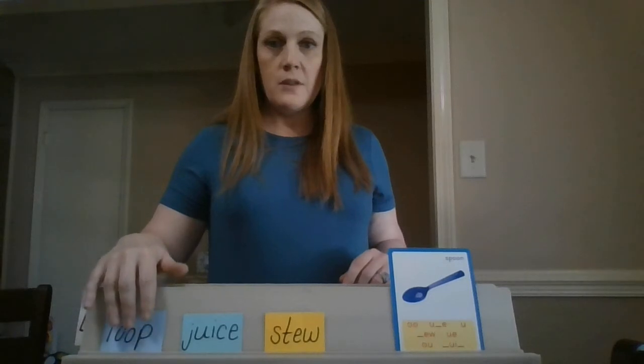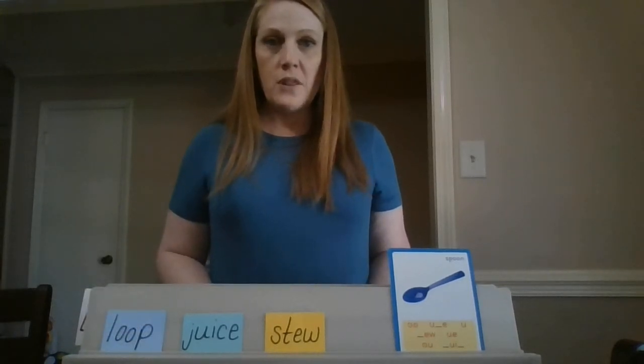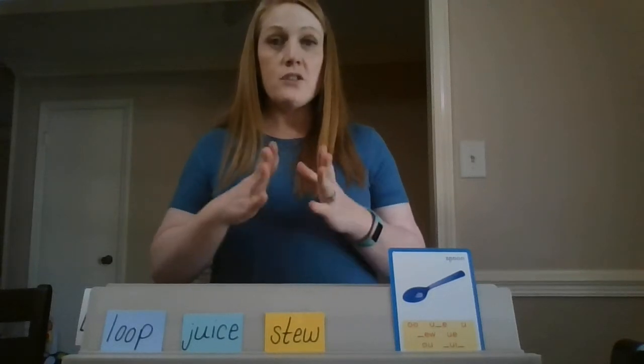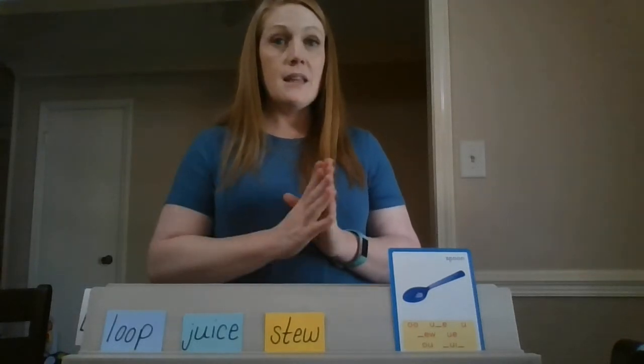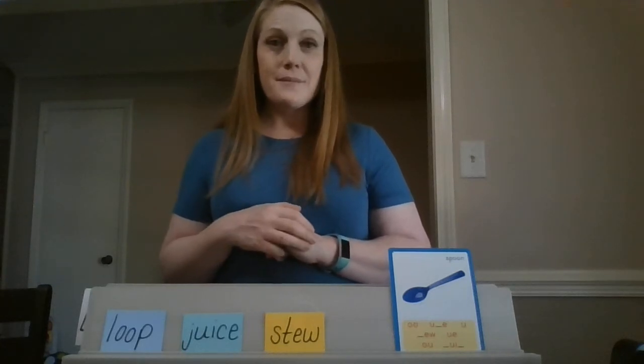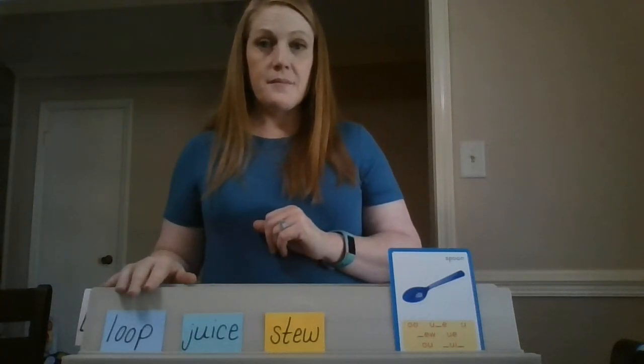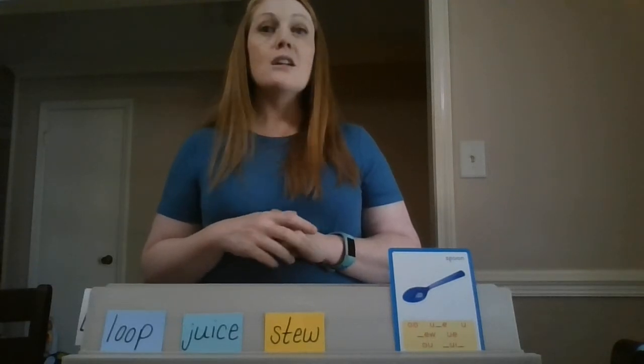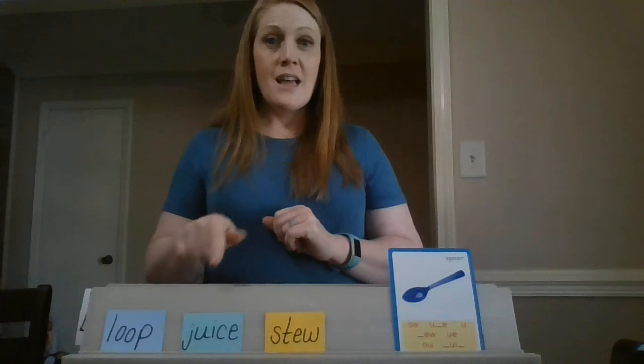You should be able to look at the different oo spellings and put them together to make words now. So look at this first one. Think about the letters, the sounds they make, blend them, read them. And I'm going to ask you what the word is. What's the word? Loop. Very good.